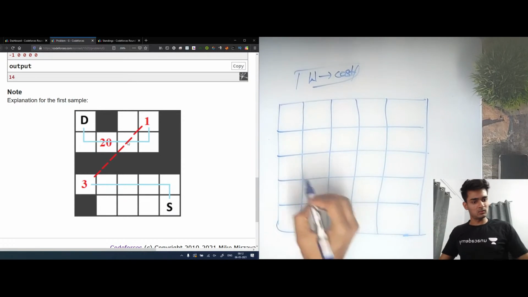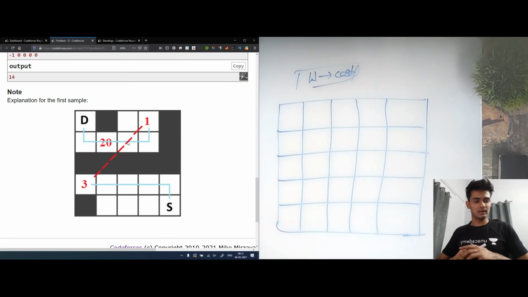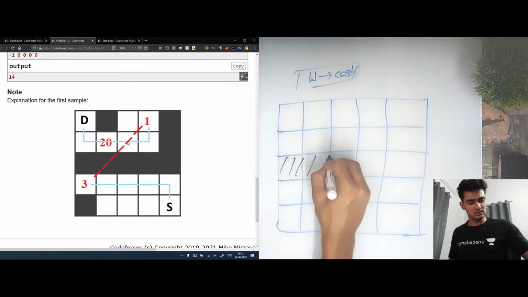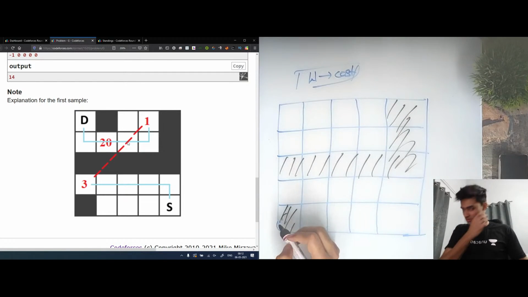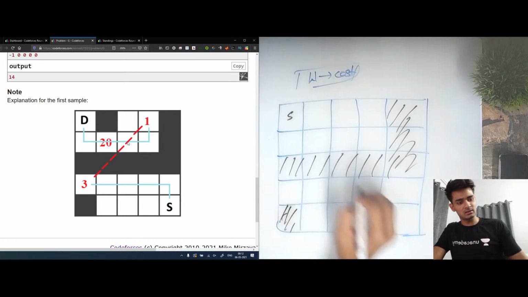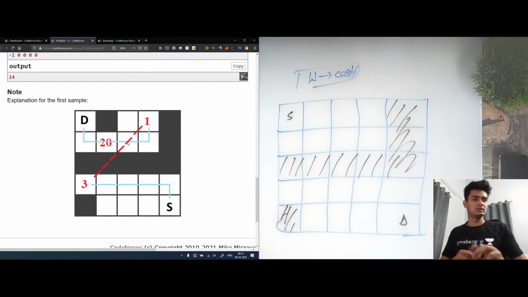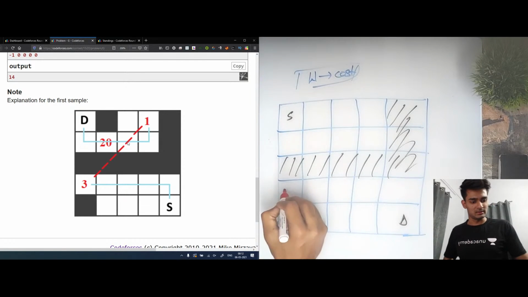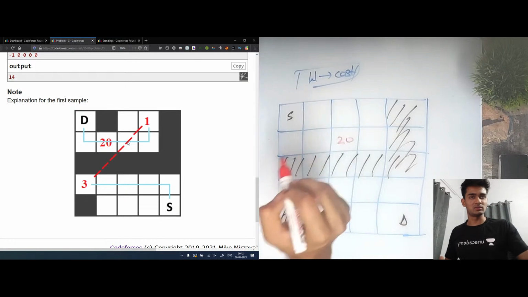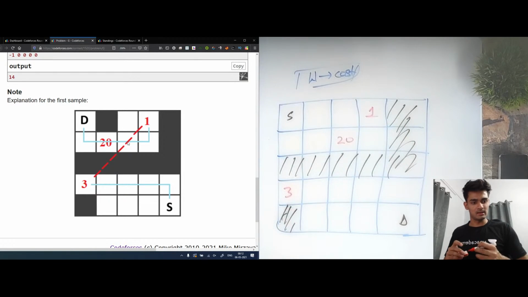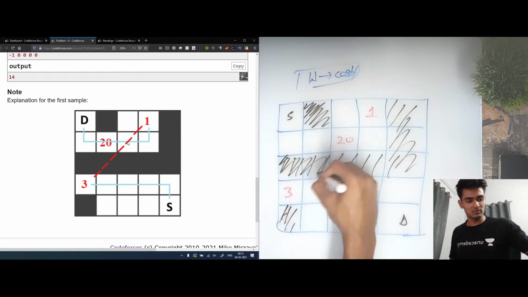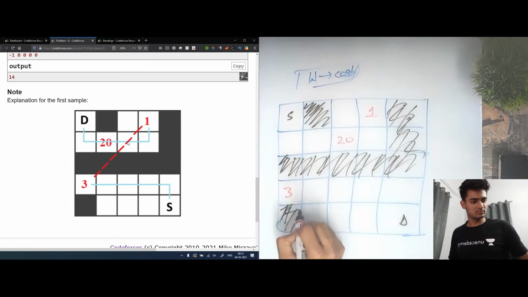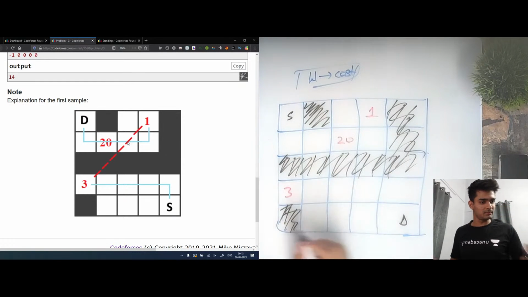Okay, you can take a black. So this is blocked. This is also blocked. This is my start. This is my destination. Then, do I have a red marker? Okay, I have a red marker. Yes. This is a tunnel of cost 3. This is a tunnel of cost 10, and this is a tunnel of cost 1. And again, this tunnel is also blocked. Okay, cool. I think I made a very good drawing.